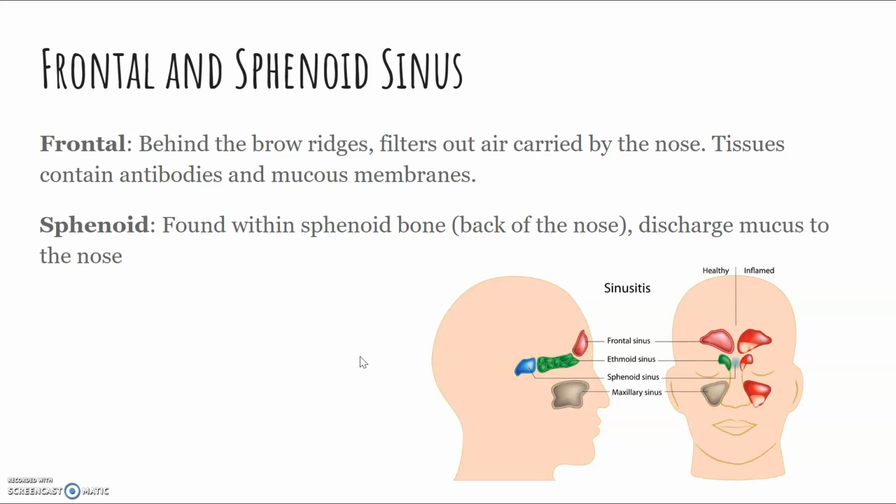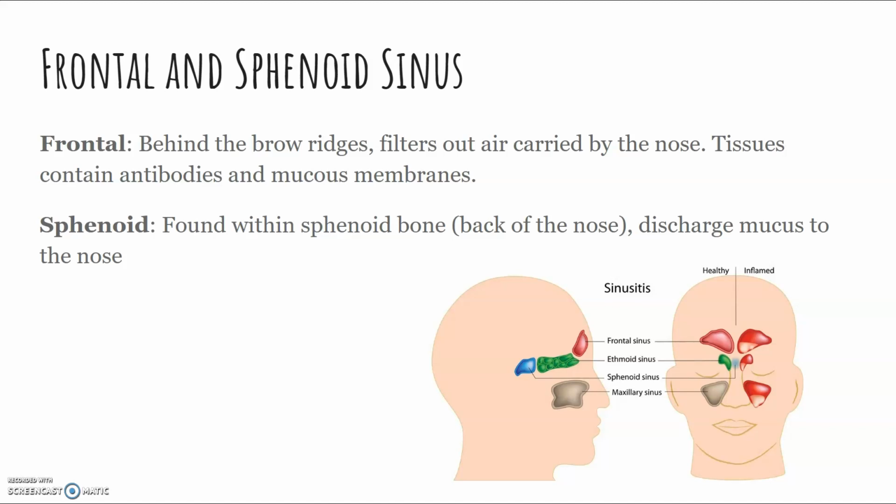Your frontal sinus clearly would be near the front of the head. It's behind the brow ridges. It filters out air carried in by the nose. What's important is when you breathe in, you normally breathe in through your nose. So all that air first travels into the frontal sinus cavity where it can be filtered out. It has antibodies and mucus to make sure it gets all the gross stuff out of there.